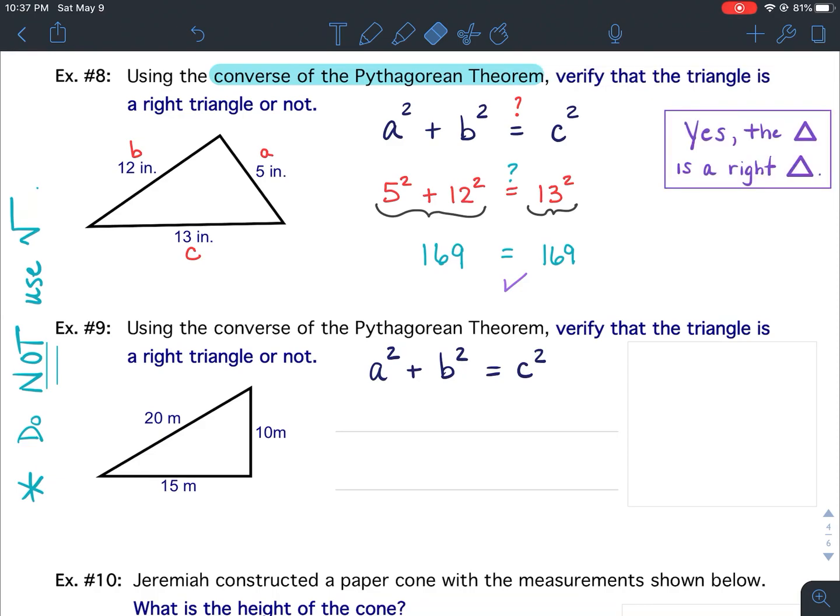Because a squared plus b squared equals c squared, it is a right triangle. If they were not equal to one another, it would not be a right triangle. If you have any questions on example 8, let me know.